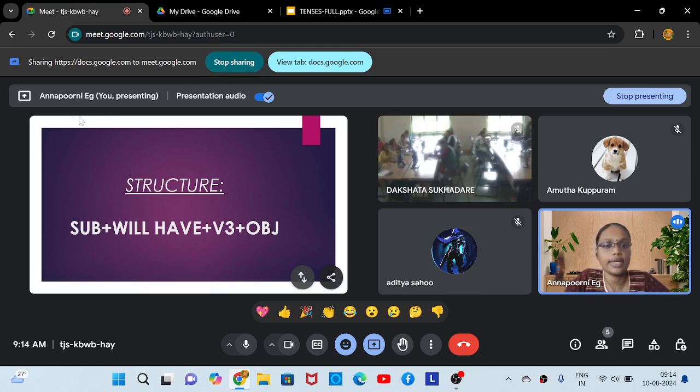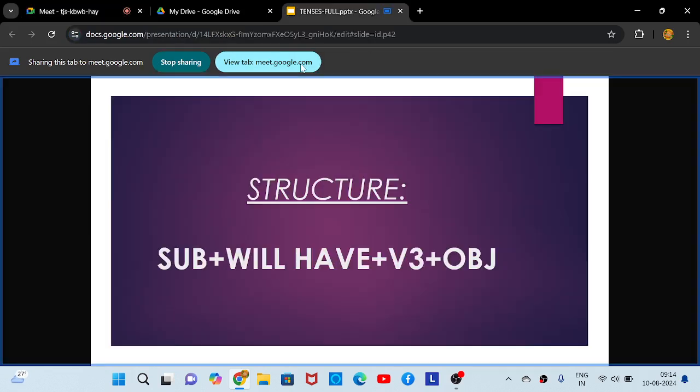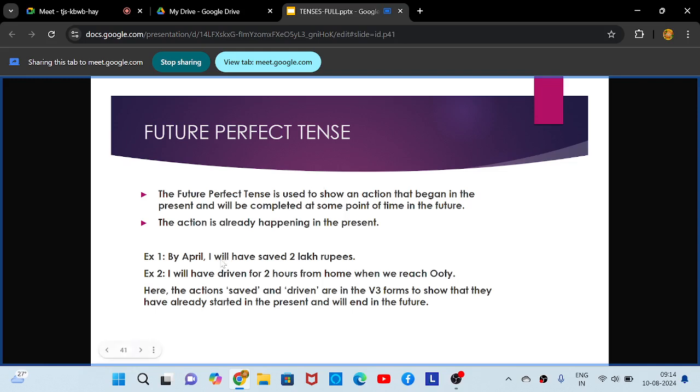So if you have not written that, you can just note it today. Subject plus will have plus V3 plus object. So subject plus will have plus V3. We are again coming back to V3 plus object. So you can see here, I will have saved 2 lakh rupees.